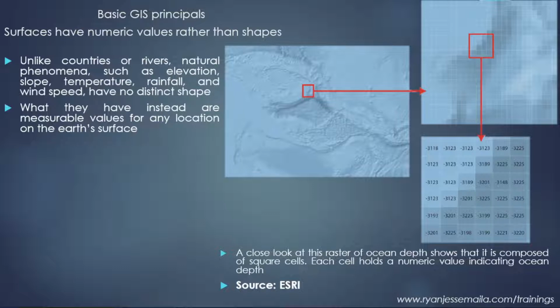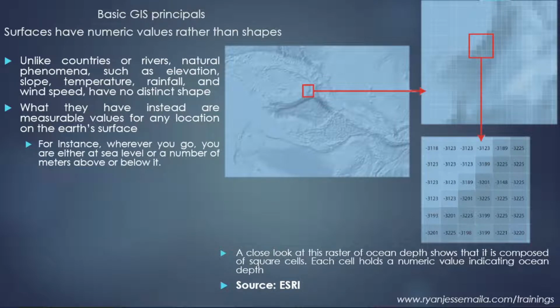What they have instead are measurable values for any location on the surface of the Earth. So the rainfall could be different from one location to the other. Temperature could be different from one location. Wind speed could be different. And these are all values. And you can use these values and give them colors to represent the ultimate picture, which will eventually show here. And you could use these same values to have a legend here that will show that this particular area, which is more green than this area, has got higher temperature than this other, or has got higher rainfall than this area, etc., etc.